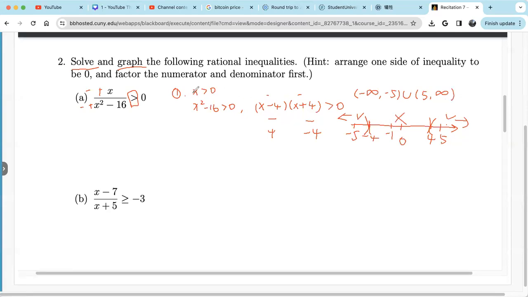But then we have to consider the first condition. First condition is x has to be positive. So then we intersect with this. So the solution for the first one is 5 up to positive infinity.